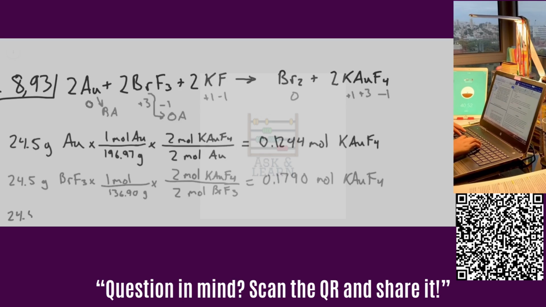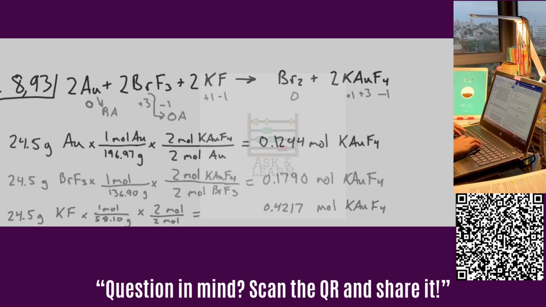Now finally, we have 24.5 grams of KF. We want to do the exact same thing. We have 1 mole per 58.10 grams, which is our molar mass. And we multiply by the ratio, which is again 2 moles to 2 moles. And the value we get is 0.4217 moles of KAuF4.